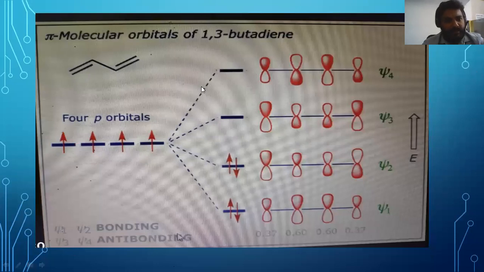You draw like this. 1,3 butadiene. 1,3 butadiene.